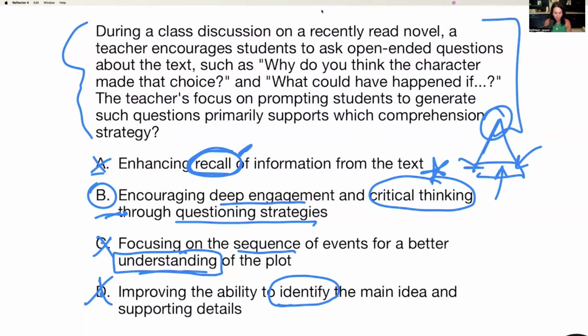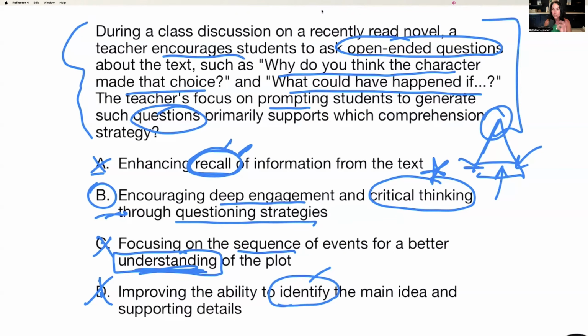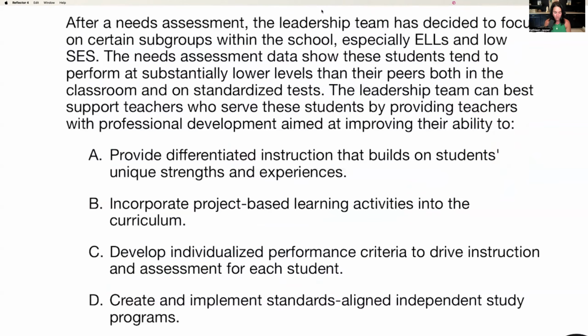Now, just to make sure, let's read the question. During a class discussion on a recently read novel, a teacher encourages students to ask open-ended questions. Well, open-ended questions are not recall. They're not identifying. They might be understanding, but open-ended is like, we're saying things like, why do you think the character made that choice? What could have happened if... The teacher focuses on prompting students to generate questions. Generating questions is critical thinking. Primarily supports which comprehension strategy? And this is critical thinking. And notice I got it before I even had to read the question, okay? So zero in on those good words and eliminate bad words and think like a test maker. Let's go with the next one.